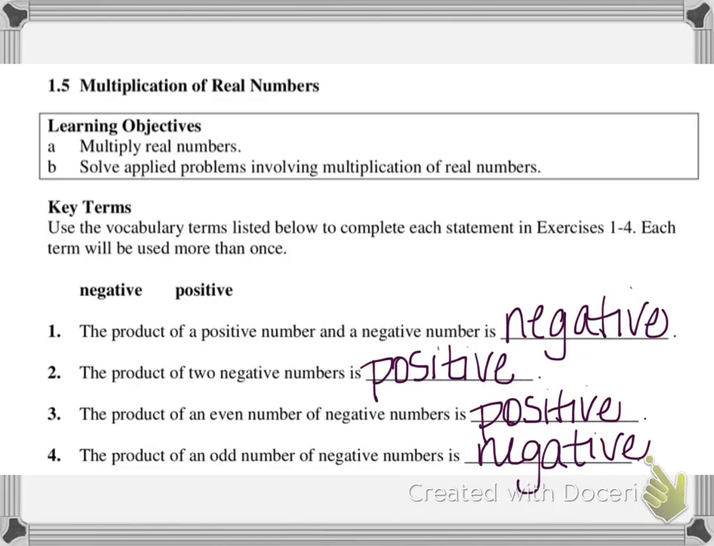So the product of a positive number and a negative number is negative. In other words, if the signs are different, your answer is negative. The product of two negative numbers is positive. So if the signs are the same and you're multiplying, your answer is going to be positive. The product of an even number of negative numbers is positive, and the product of an odd number of negative numbers is negative.